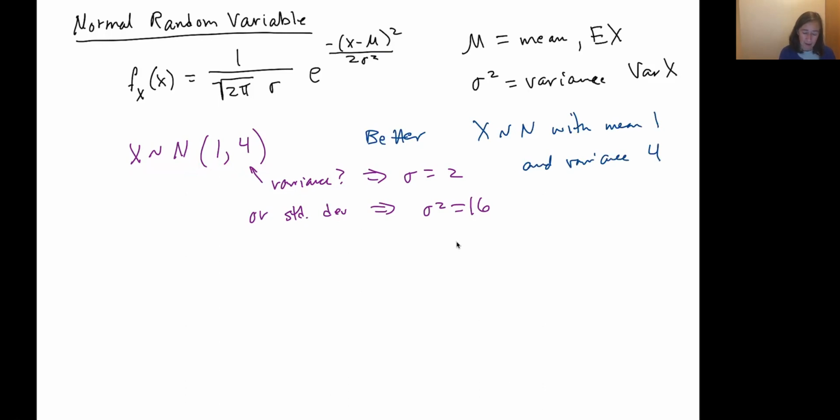To be fair, the occasions where people use this kind of notation the most frequently involve a standard normal, which we're going to talk about very shortly, that has variance and a standard deviation of 1. So in that case, it doesn't matter. But if you are actually being told numbers, just make sure that you're keeping your variance and standard deviation separate.